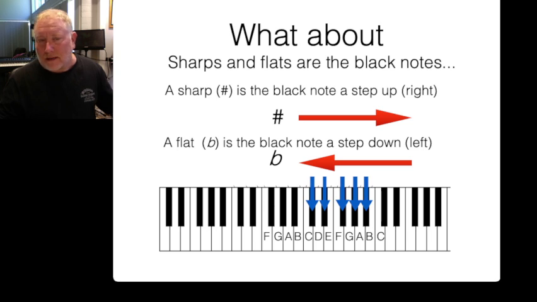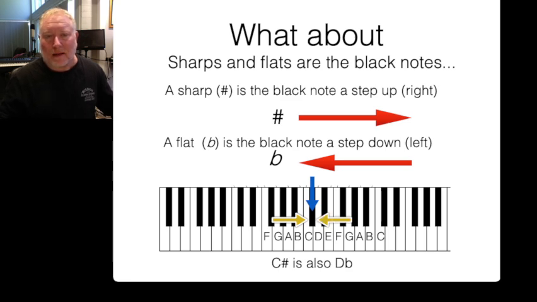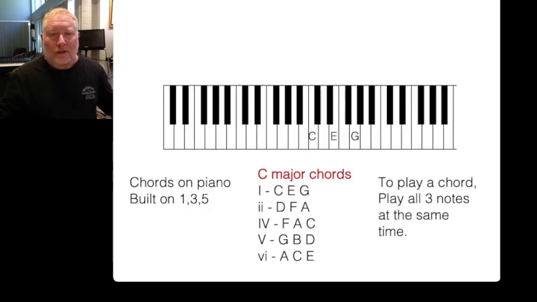Everything on the piano can have two names. So C sharp is also D flat, as we've just explained. Same note, two different names. So chords on the piano, as we've already talked about, are built on 1, 3, 5.